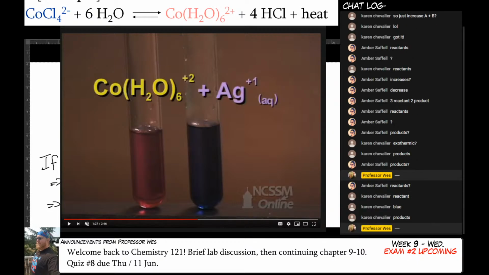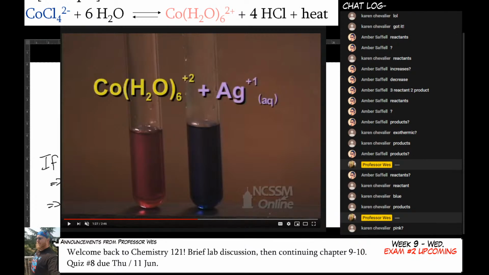And I'll just do this again so that it lines up properly in the video. What could it do? Removing HCl will turn the solution pink. Very good. Now it turns pink because if I don't have HCl, I've got to replace it, right?